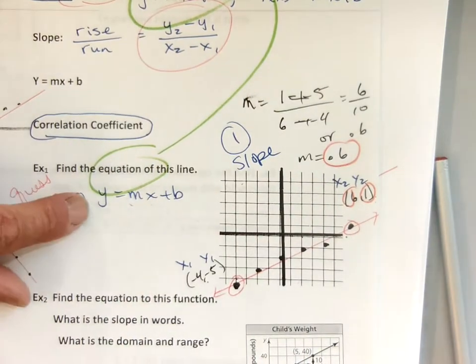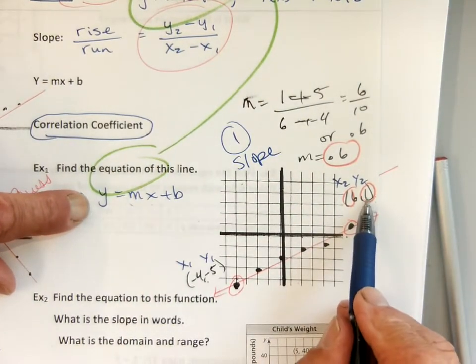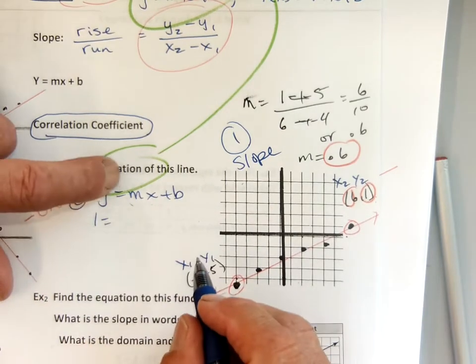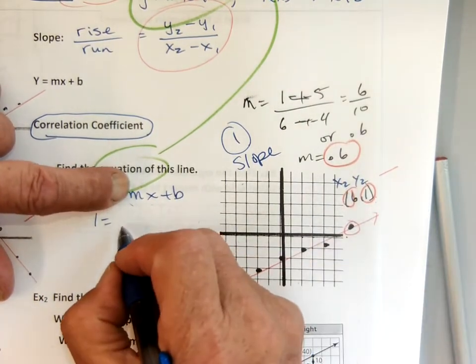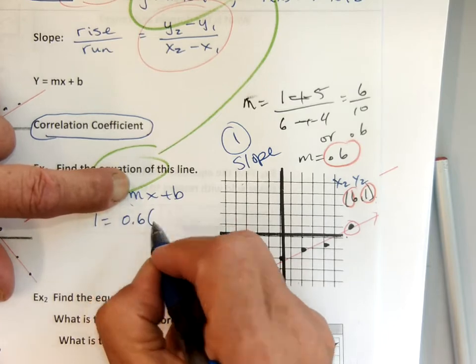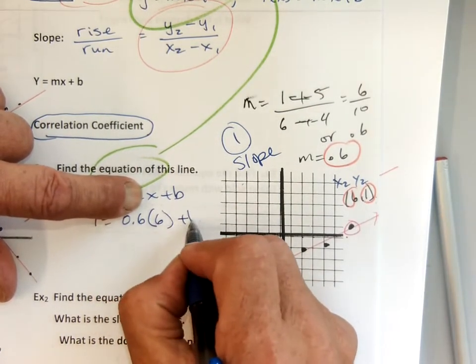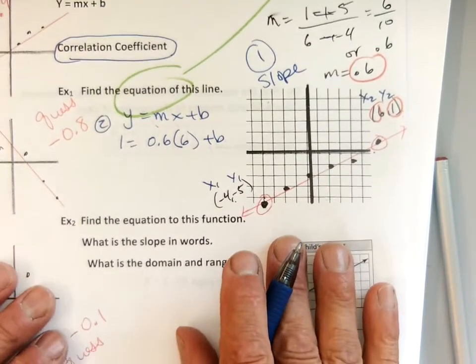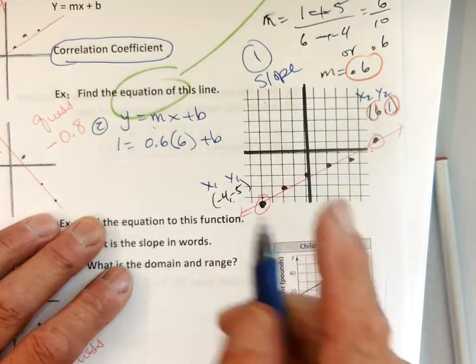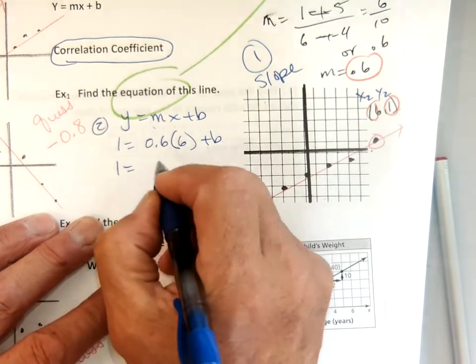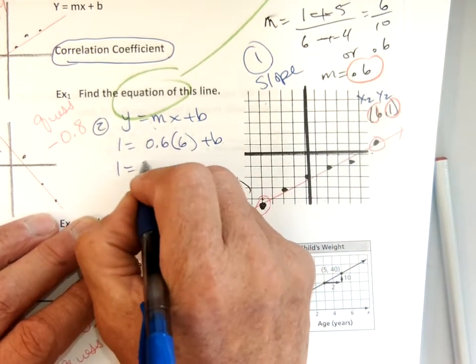So instead of writing y, I'll write 1 because it's my y value. Equals, instead of writing m, I'll write 0.6 times, instead of writing x, I'll write my x value, which is 6, plus b. And now I'm just going to solve for b. All right, so 1 equals, what's that, 3.6 probably?